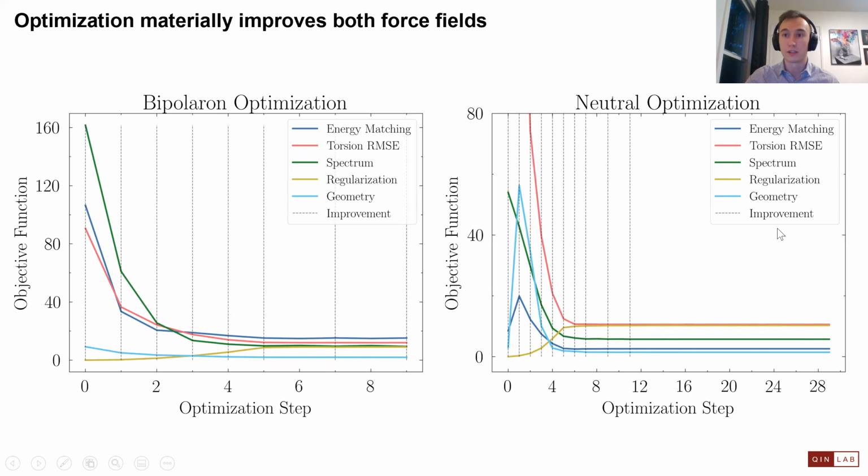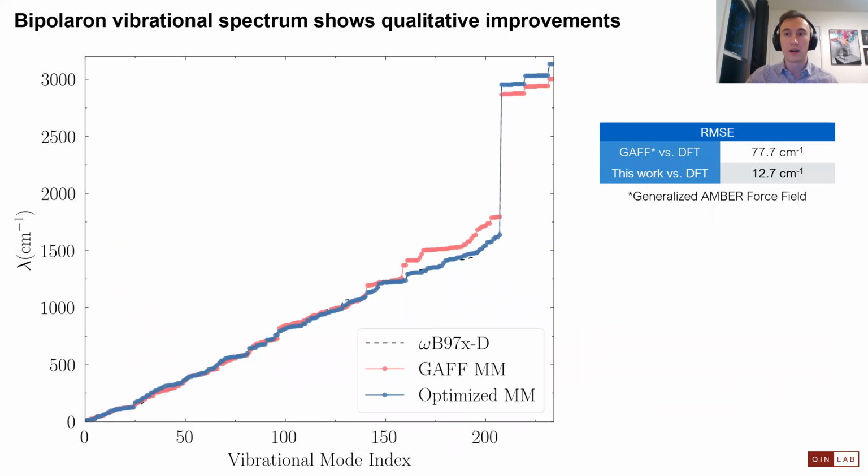And if we turn our attention to the right panel here, looking at the neutral optimization, we can see that this optimization is quite stable, meaning that if not finding a global minimum, which would be difficult to prove in such a large parameter space, we're at least finding a stable local minimum that we can achieve. So I'm going to talk about, again, as I said, the vibrational, the torsional, and the energy matching takeaways from this fitting procedure.